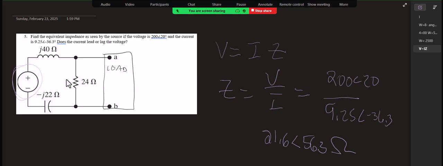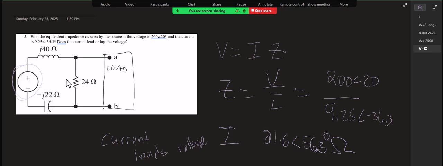Does the current lead or lag the voltage? This is the current. Its angle is 56.3. The voltage angle was 20, and so the current leads the voltage because the angle is bigger.